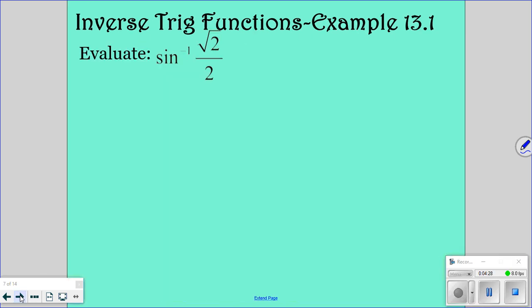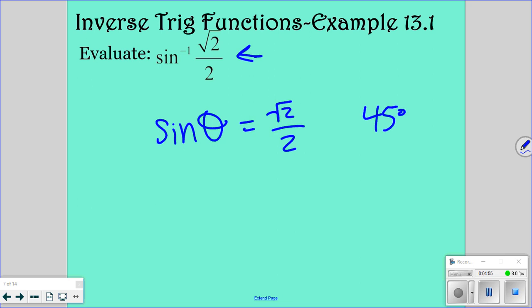Alright, so we want to evaluate sine inverse of square root of 2 over 2. So basically what you're looking for, what angle for sine gives you square root of 2 over 2? The sine of what angle is square root of 2 over 2? That's basically what this is asking for. So your angle, where it equals square root of 2 over 2, you want these in radians. So you may be thinking 45 degrees. Hopefully you are. That is correct, but it wants it in radians. And so 45 degrees is pi over 4 in radians. And so that would be your answer.